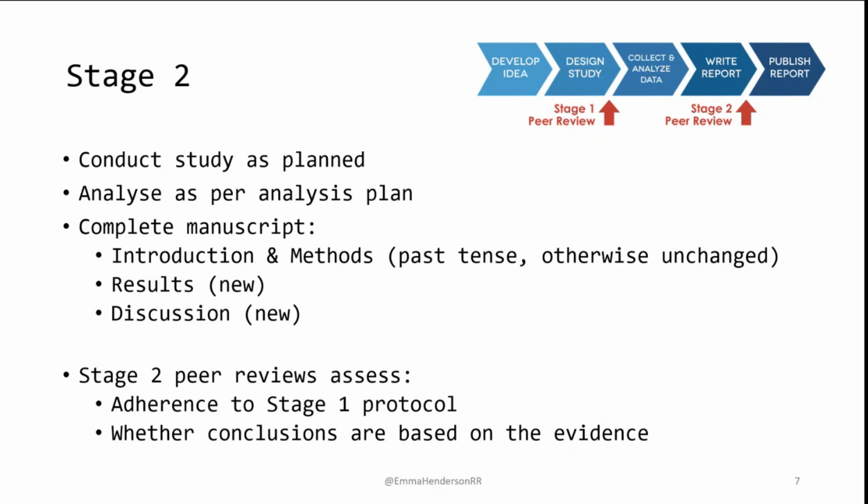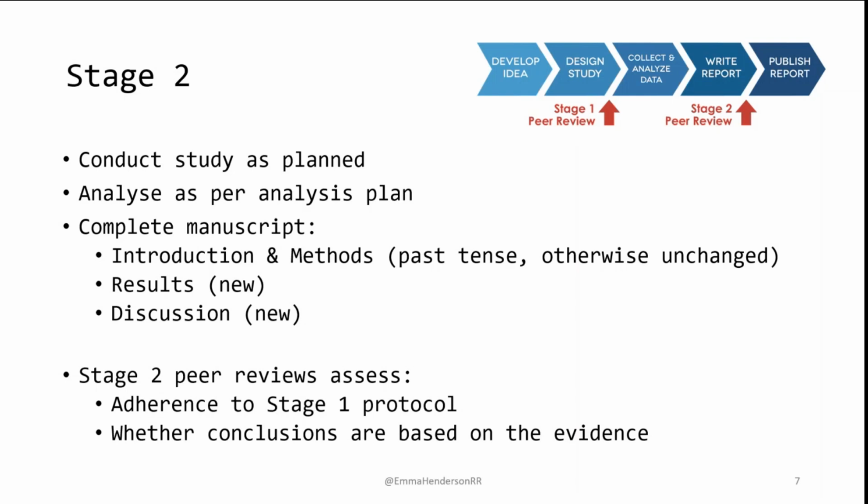So at that point, your registered report looks like any other article. If someone looked at it, they would just think this is a normal article. It's just the process behind it that is different. So you would then submit your stage 2 manuscript back to the same journal that you submitted the stage 1, and it will undergo the second round of peer review.